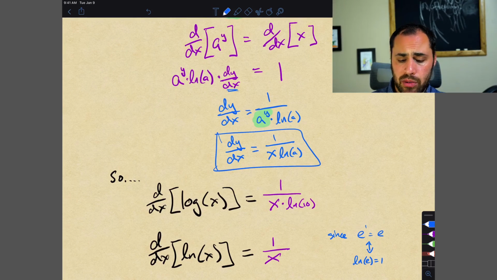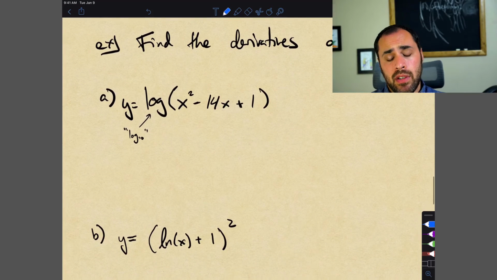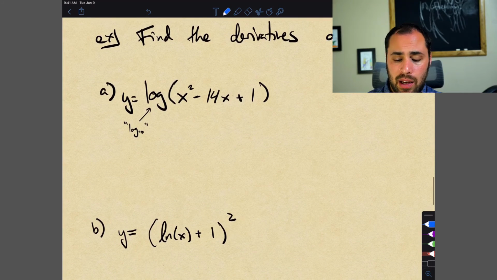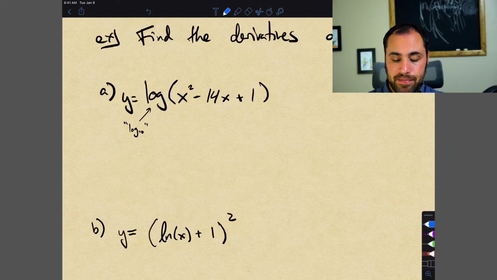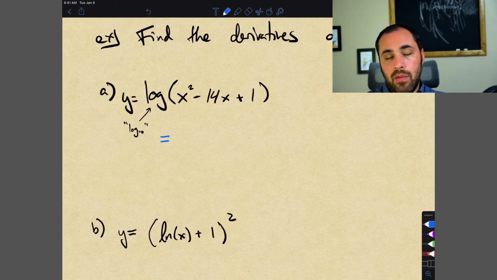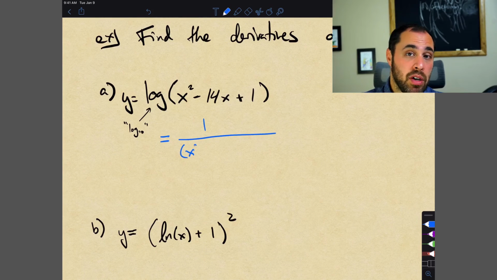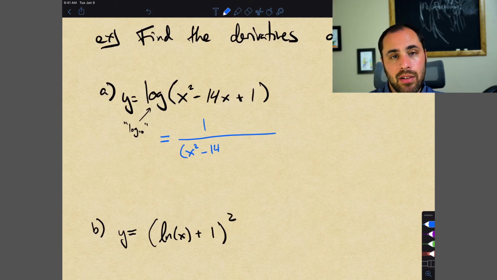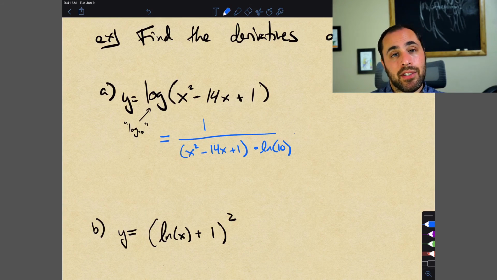So let's quickly go through a few examples. Let's compute a few derivatives. So the first, log of this value, and here when I write log I mean the common log base 10. Remember the derivative rule we just saw: it's 1 over whatever's on the inside times ln of 10, so we'll write that. But then the chain rule says we should also multiply by the derivative of that inside function.